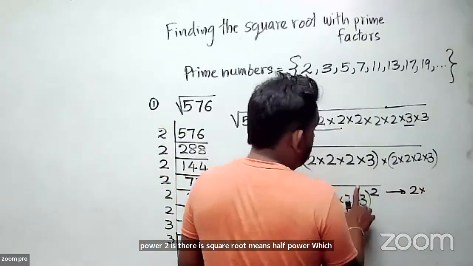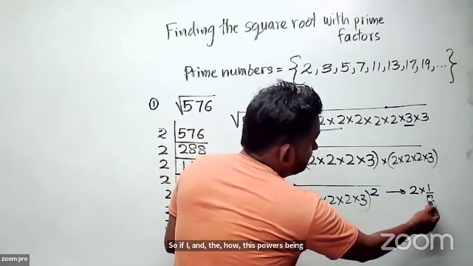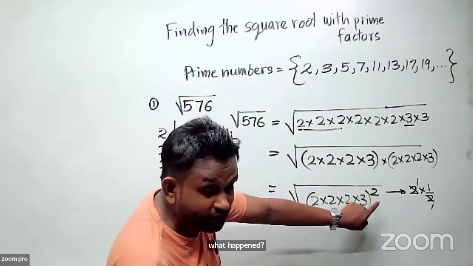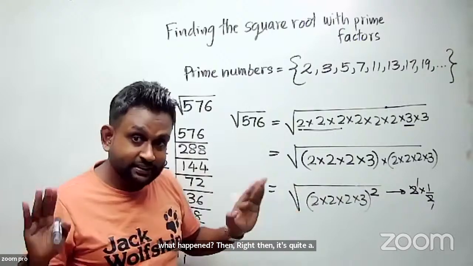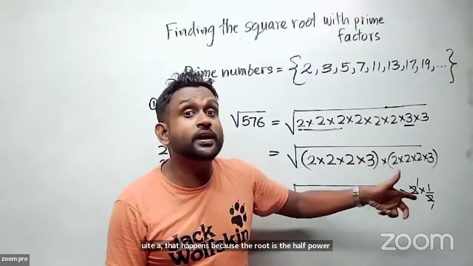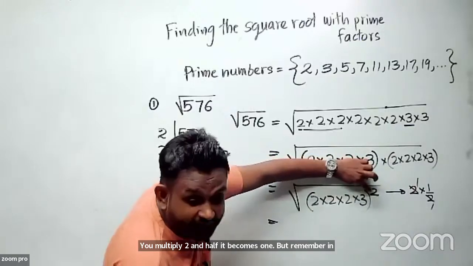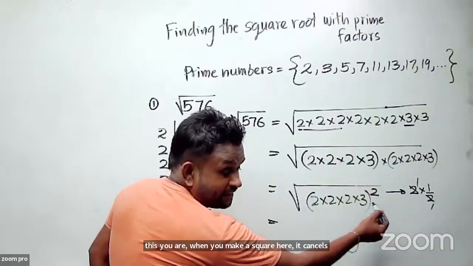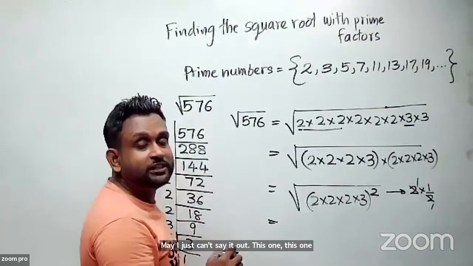Right, so if I have the half, and these powers are multiplied, what happened? Then 2 multiplied with half means the 2 cancelled. Right, then imagine at your level that the square and square root cancel out. That happens because the root is the half power and here the power is 2. When you multiply 2 and half, it becomes 1. But remember at your level, when you make a square here, it cancels with the square root. This one cancelled, then only the answer within the bracket remains.